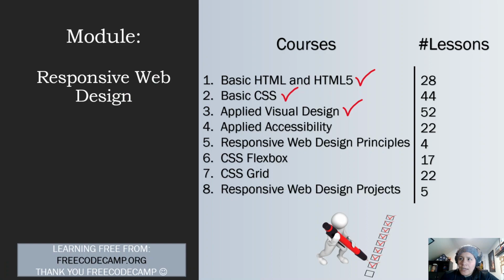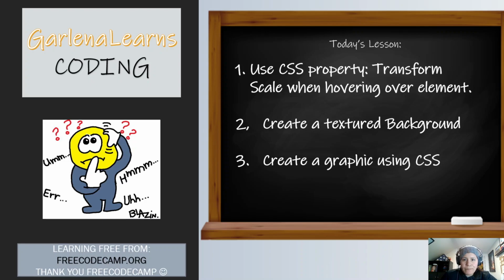And so far, I got 3 out of the 8 done. I just finished up the Applied Visual Design, and it was 52 lessons. That was pretty meaty, but after you get like 3/4 of the way through, it started making sense to me. So today, I'm just going to go over 3 things that I learned in Applied Visual Design, and show a few videos on that.